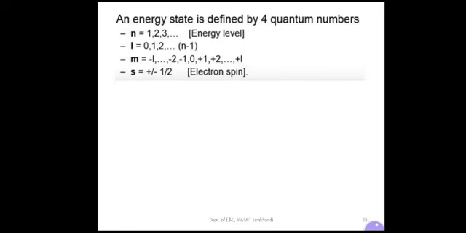But here there exist only two states in S, and they are plus half and minus half. If two electrons in an interacting system have N, L, M the same, then S of the two should be different in order to satisfy Pauli's exclusion principle.